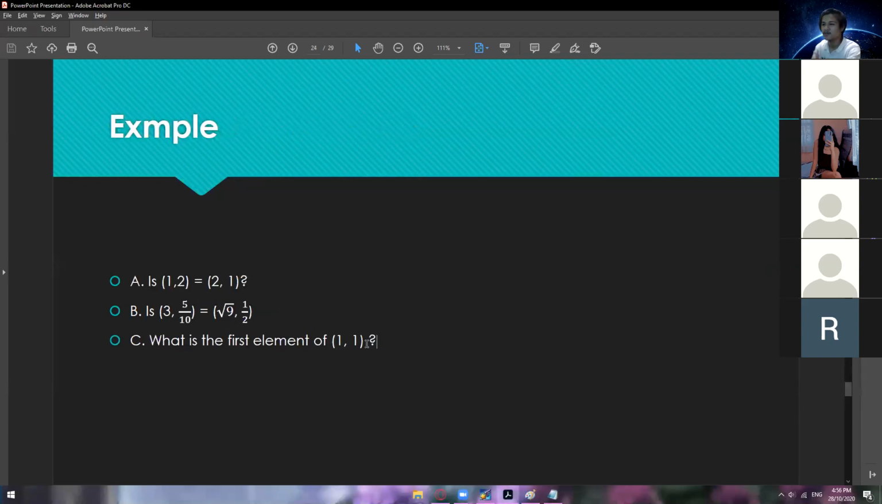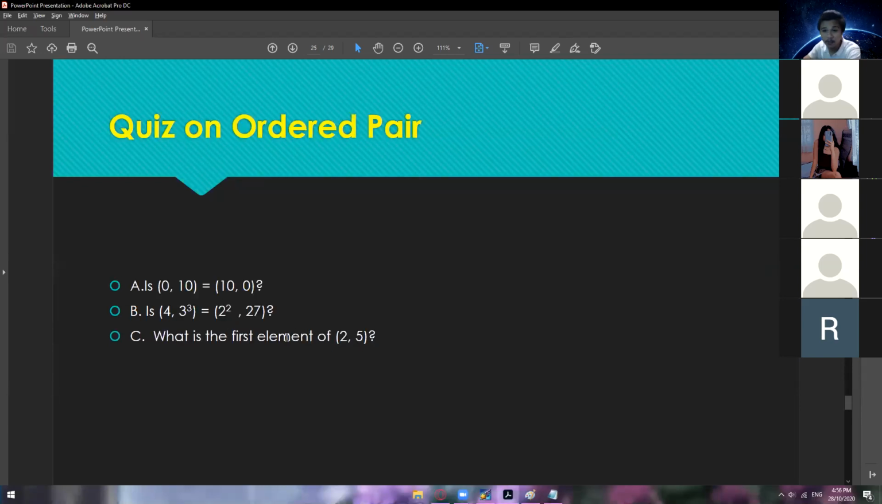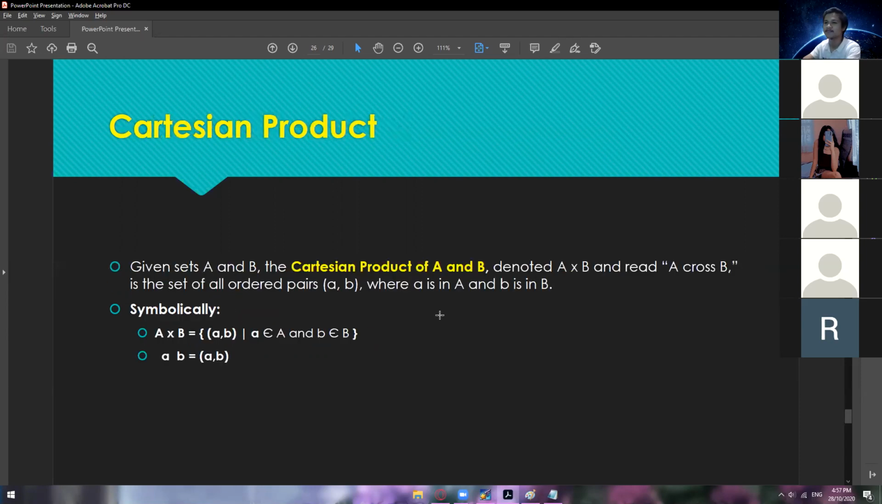Okay? So by knowing that one, again, another quiz. Konti lang naman, tatlo lang naman. So true or false? And then letter C pala, hindi siya true or false. So what is the first element of this one? So, madali. 1 minute, kayang-kaya tapusin yan.